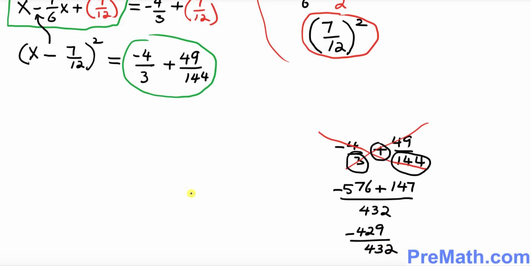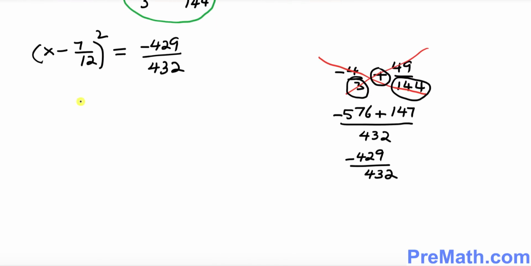432. Piece of cake, isn't it? So we're going to put down this thing over here, negative 429 divided by 400 and 32. And on the left hand side we still have (x − 7/12)². All right, so far so good.